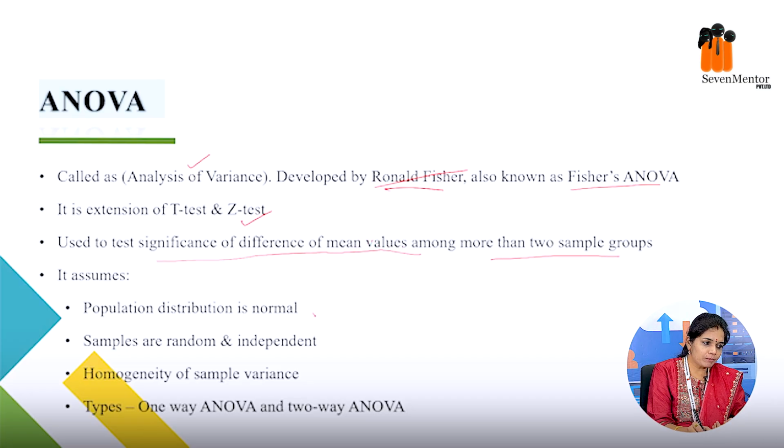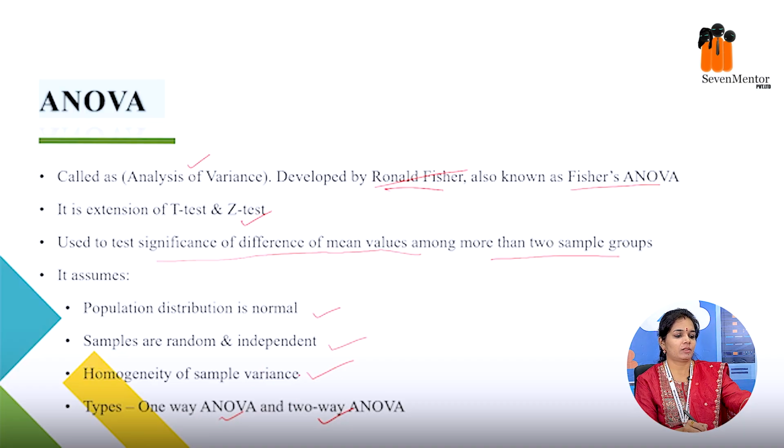It assumes the population distribution is normal, samples are random and independent, and homogeneity of sample variance. There is one-way ANOVA and two-way ANOVA. Same as the concepts of the one sample t-test and two sample t-test, same concepts.